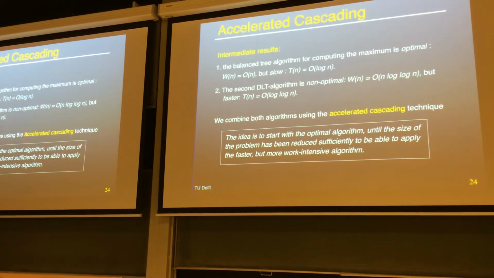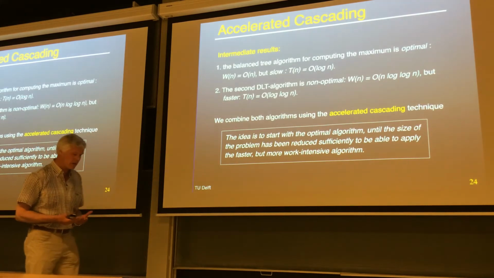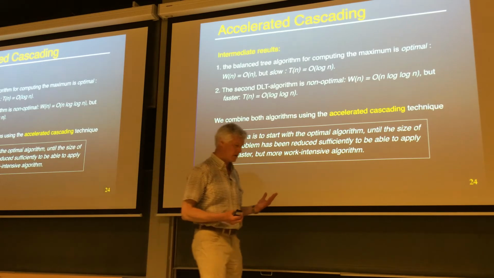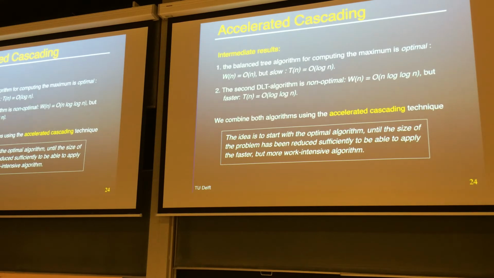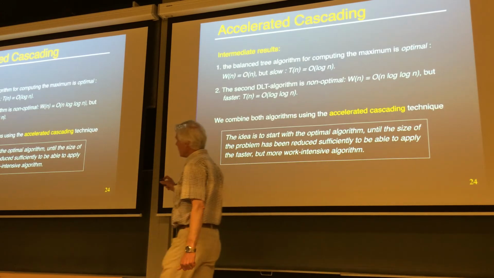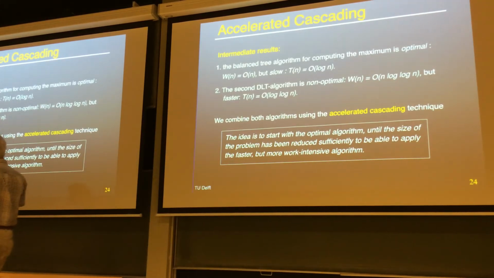And the idea we apply now is accelerated cascading. Here you have something that resembles the idea we applied in our first exercise. What we will do is come up with a technique that ensures weak optimality until you can afford your algorithm that will cost you more work.